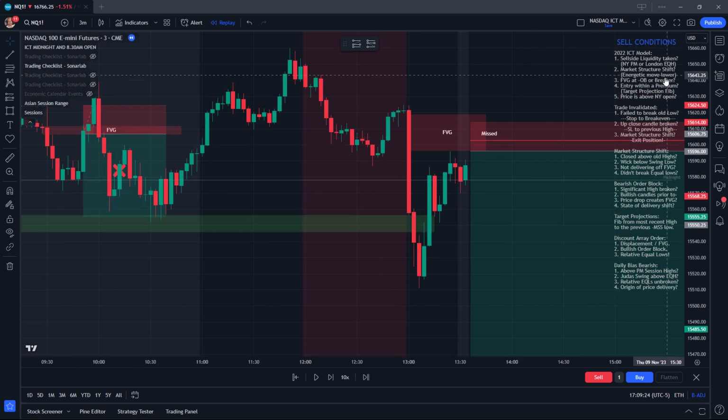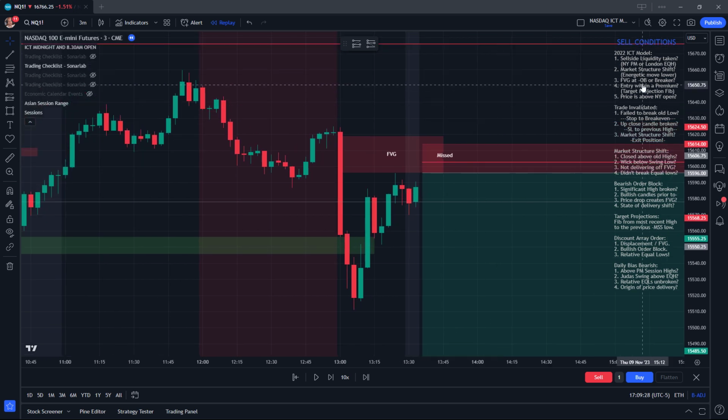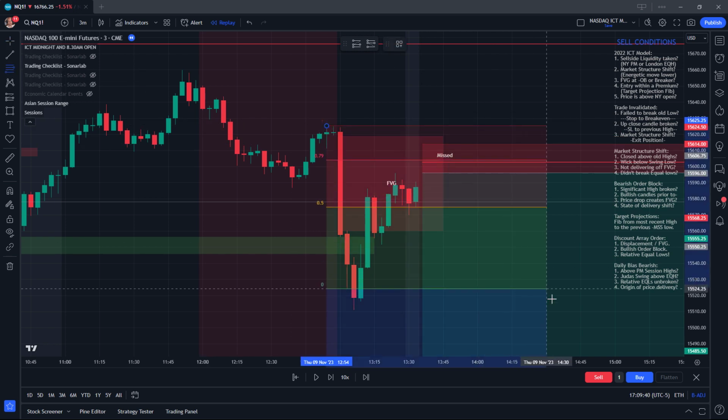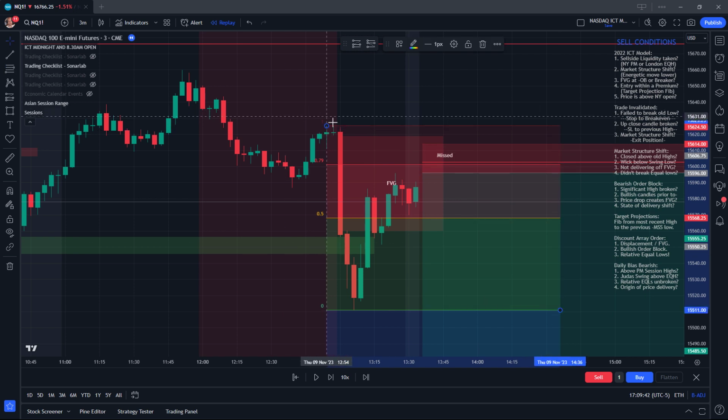So market structure shift, this time it is valid. Fair value gap, that's obviously very easy. Problem is we had this huge fair value gap like this. Is the entry within a premium? And that would be from the most recent high to the previous market structure shift low.